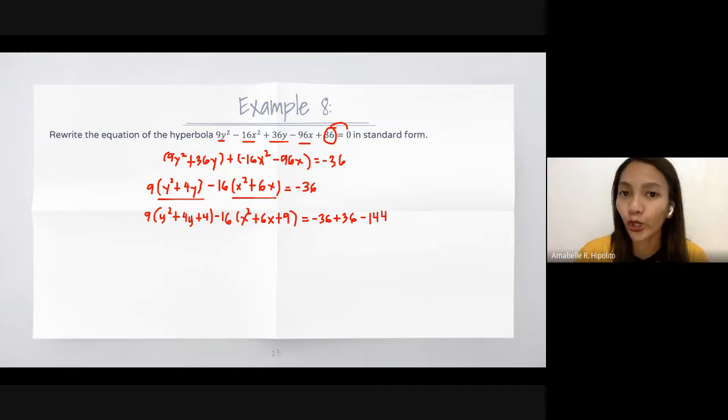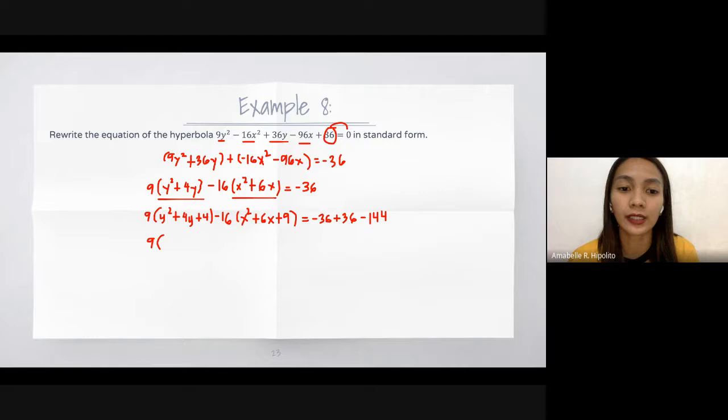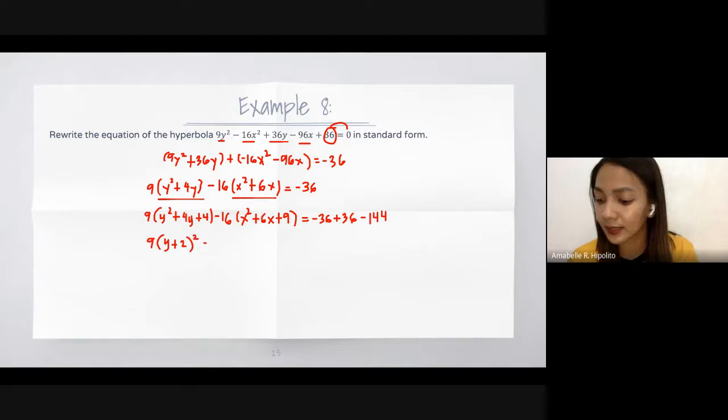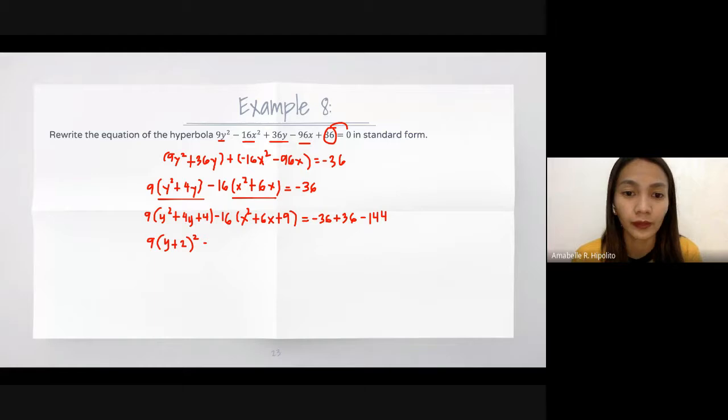Next, factor and simplify natin. So 9, what is the factor of y squared plus 4y plus 4? So that is y plus 2 squared, minus 16 times factor of x squared plus 6x plus 9 is x plus 3 squared. And then simplify natin ito. So negative 36 plus 36, that is 0. So ang natira na lang is negative 144.